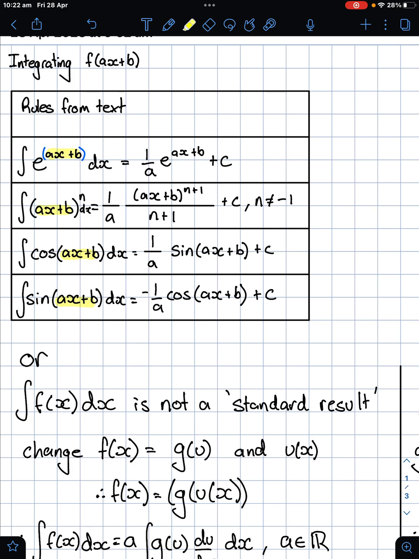You can see that these particular ones have an exponential with a linear function, a linear function inside a power, and two trig functions with a linear function inside them. Pretty much these rules come from our chain rule. So when we do the derivative of these, we're going to end up with this thing multiplied by a, so the 1 over a counters that.